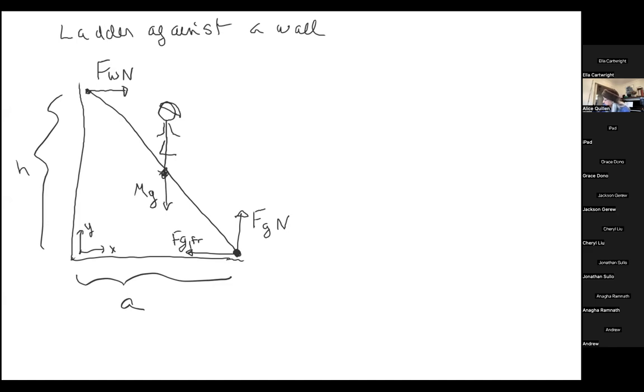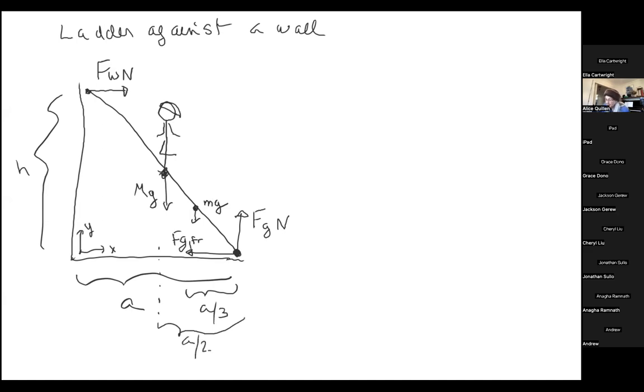The ladder can have some weight. So I'm going to assume the ladder's bottom heavy, and we'll put the center of mass of the ladder there. I think we put this distance at a/3. That's the distance of the center of mass. And then the guy on the ladder, we put him at a/2.